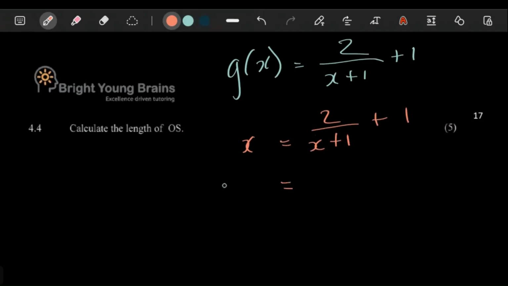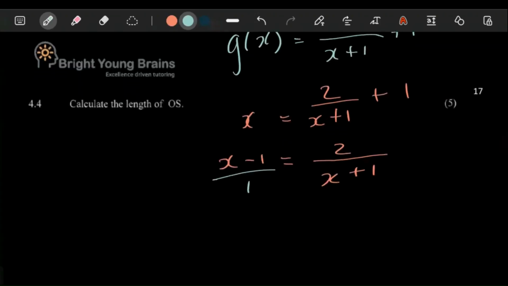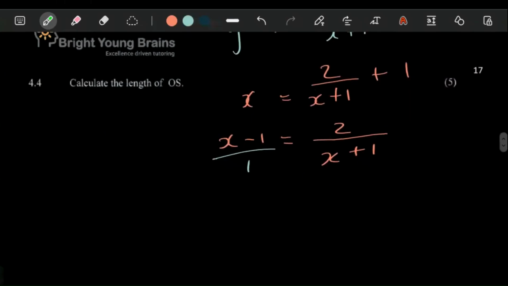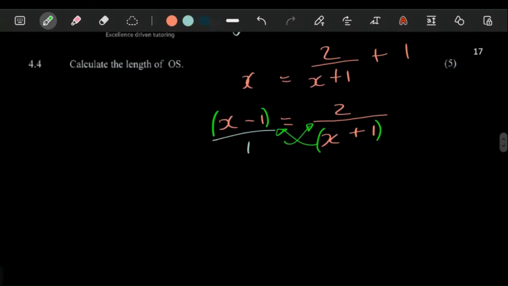The 1, we can take over to the left. You have 2 over x plus 1 here. We can write this over 1, because we have a fraction on one side and may want a fraction on the other side. Then this multiplies by that, and this multiplies by that. Remember we said to keep these with brackets so that you don't make a silly mistake. So you have x minus 1 here, x plus 1 here.